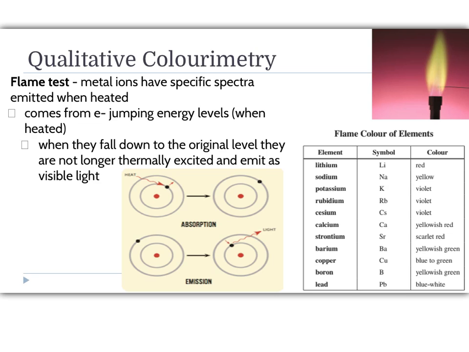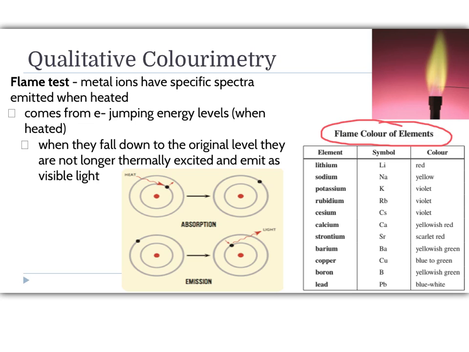Another type of qualitative colorimetry is a flame test. And this chart over here, the flame color of elements, is one that's also found in your data booklet. You can see that there are some common flame colors of elements listed, along with the color that they produce. This is how fireworks are produced in different colors.